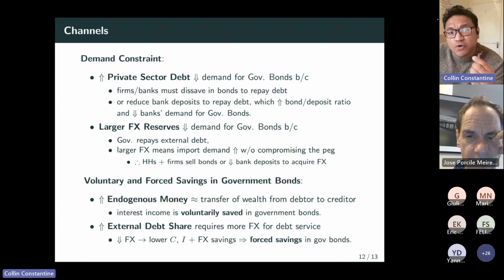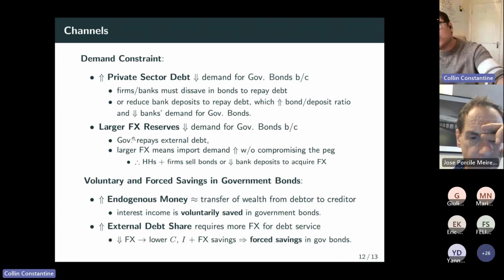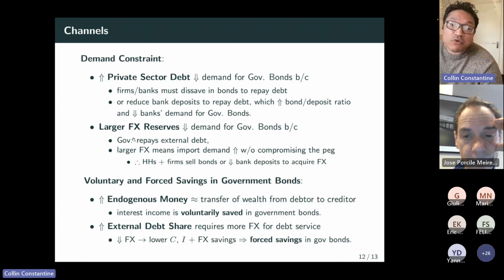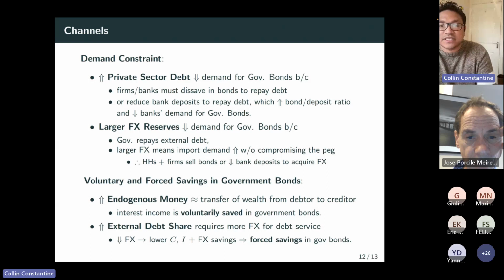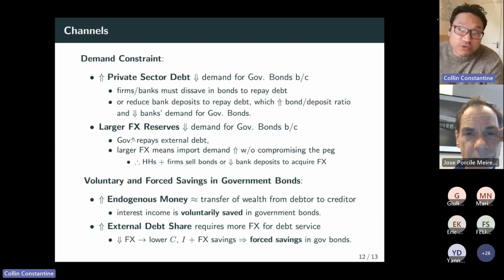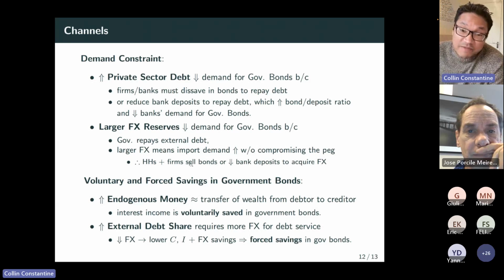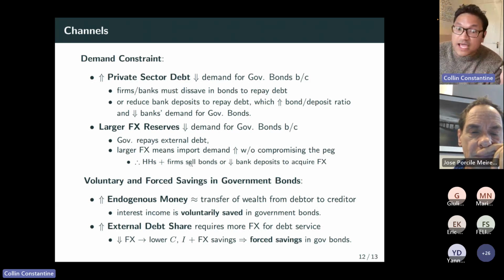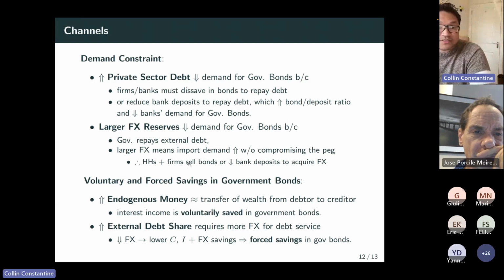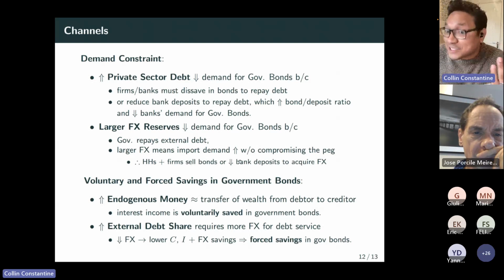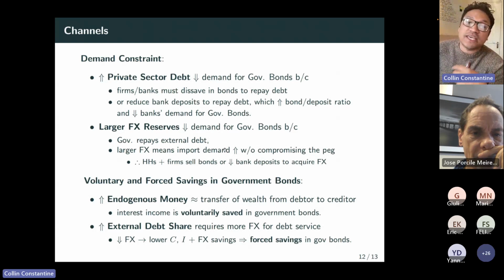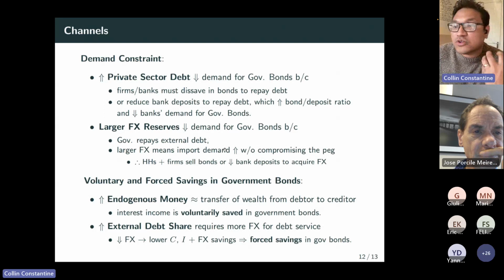But the other channel that I find more interesting is whenever a central bank holds more foreign assets, it means the private sector can increase the demand for imports without compromising the peg, or the fixed exchange rate in this particular case, right? So how are they going to import more without compromising the peg? Households and firms are going to sell government bonds to buy foreign assets to increase import demand, whether it's for consumption or investment purposes, right? Or they're going to reduce their bank deposits to acquire foreign assets. And the same channel kicks in again. There's going to be a reduction in demand for government bonds in the long run.